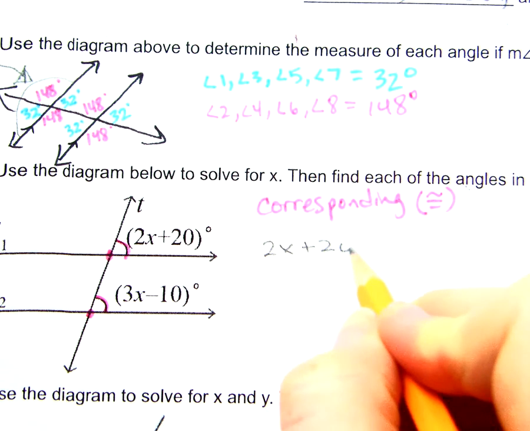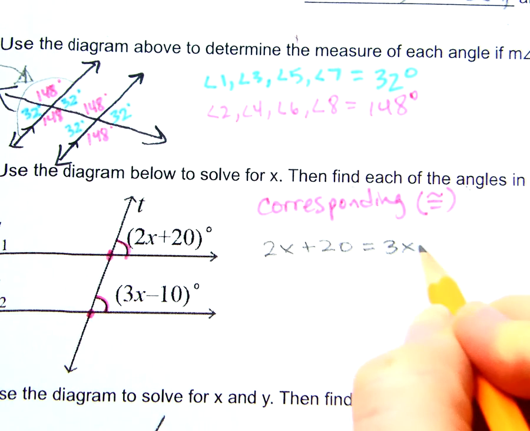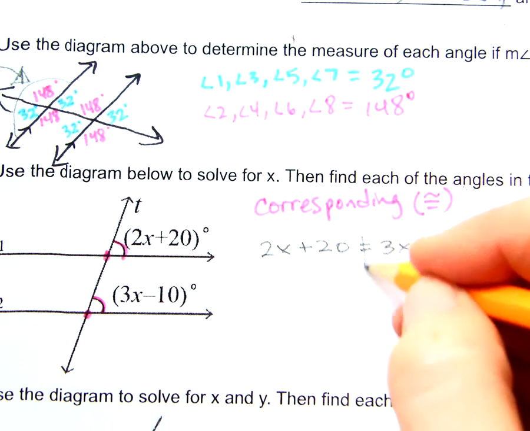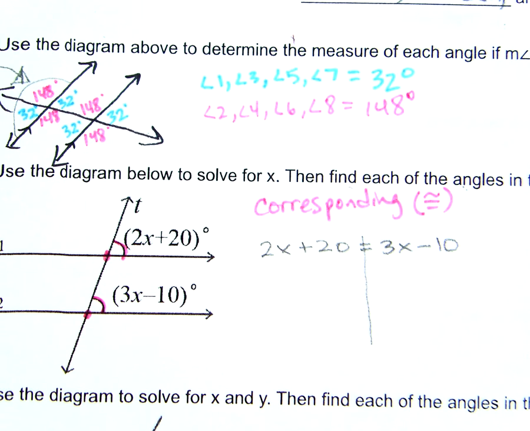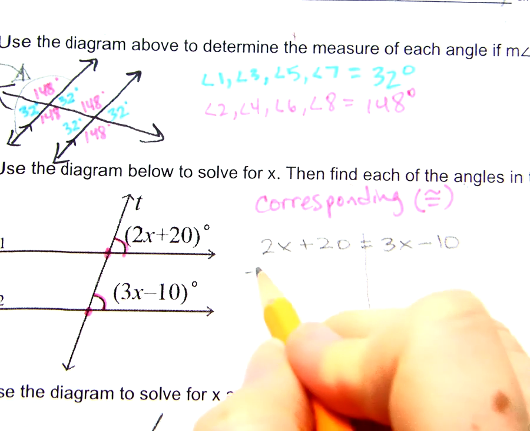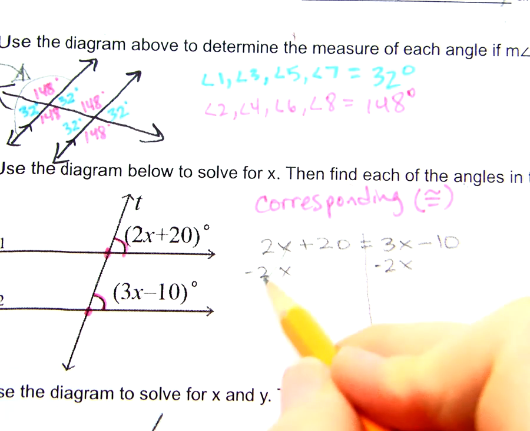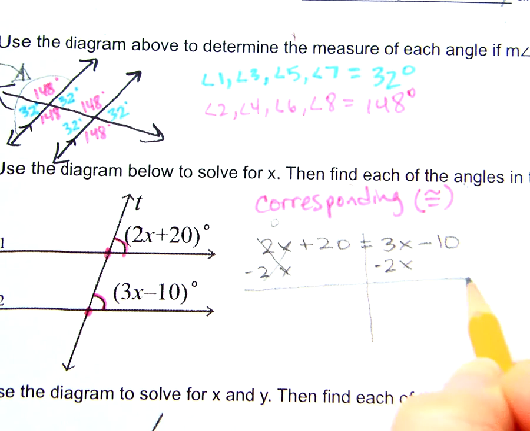So 2x plus 20 is going to equal 3x minus 10. And organize yourself if you need to by drawing that line through the equal sign. Then the very first step when you've got x's on both sides of the equation should be to subtract the smaller x from each side of the equal sign, right? Making that go to 0 like we want.